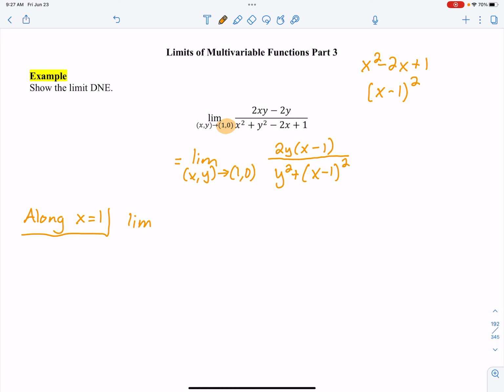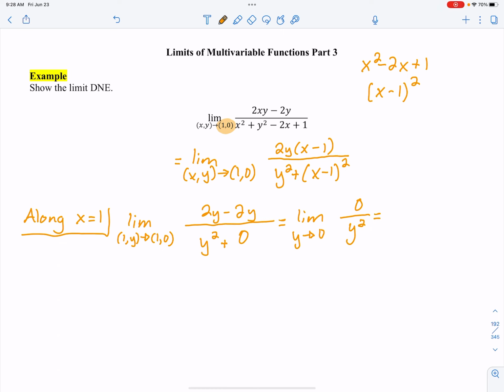All right, so let's plug all that in. I got the limit as (x, y) approaches (1, 0). And then I'm going to let all my x's be 1. So I got 2y minus 2y over y squared times, okay, I got to plug 1 into that, 1 squared is 1, minus 2 plus 1, that's just going to be 0 there. I'll put the 0 to help us later. The limit, x goes to 1, y goes to 0, though, and we get a 0 over y squared. I can't plug that in the way it is, so I'm going to go ahead and simplify first. I get a 0, which means the limit is 0.